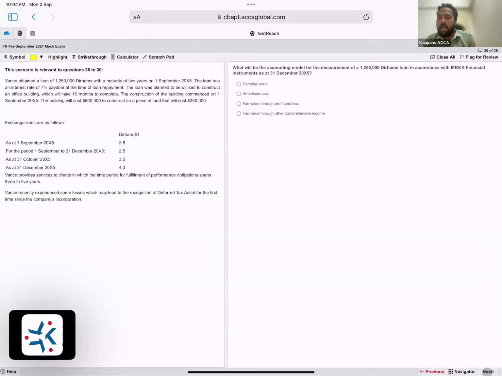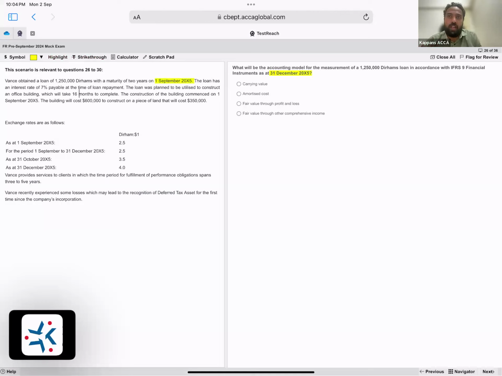Moving on to the last scenario, which is a pretty small scenario. Let's read the scenario first. Vance obtained a loan of 1.25 million dirhams with a maturity of 2 years on 1st September X5. Remember, the financial year ending is on 31st December X5 and some event is occurring in September. So maybe there could be a time proportion: September, October, November, December, 4 months. Maybe let's read the question.